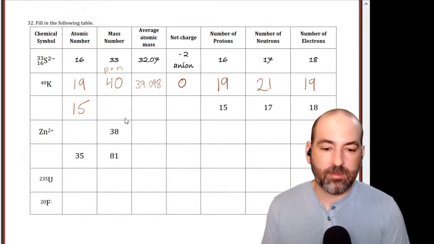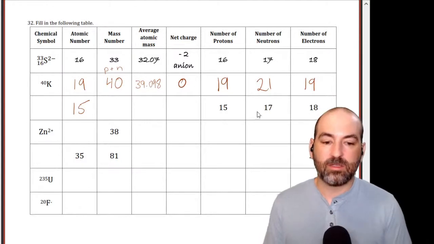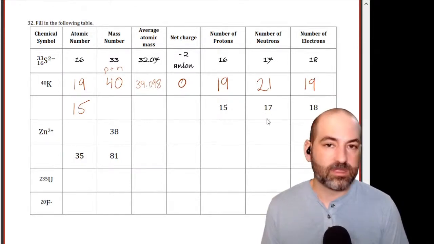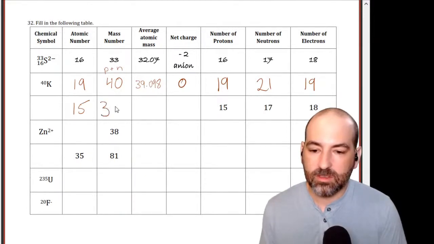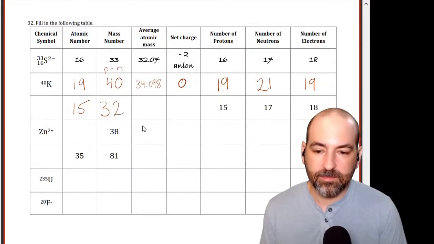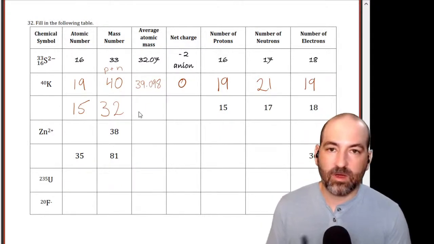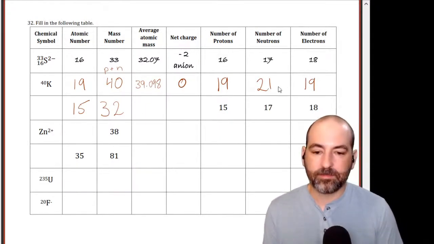We can get our mass number by adding up the protons and the neutrons. So 15 protons and 17 neutrons, 15 plus 17 is 32. So our mass number must be 32. The average atomic mass we can't get yet because we don't know which element we are dealing with.